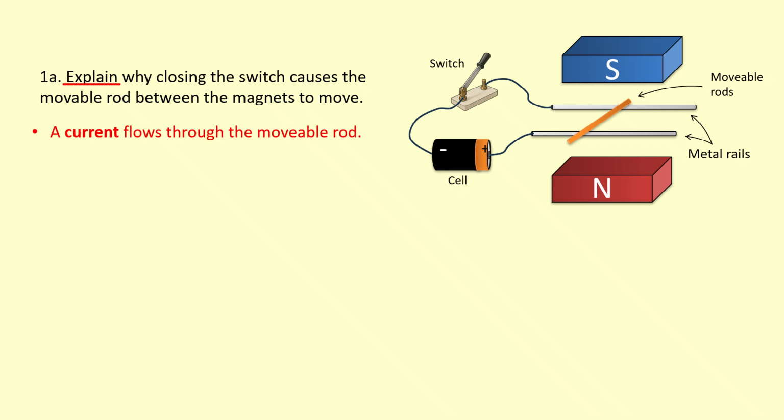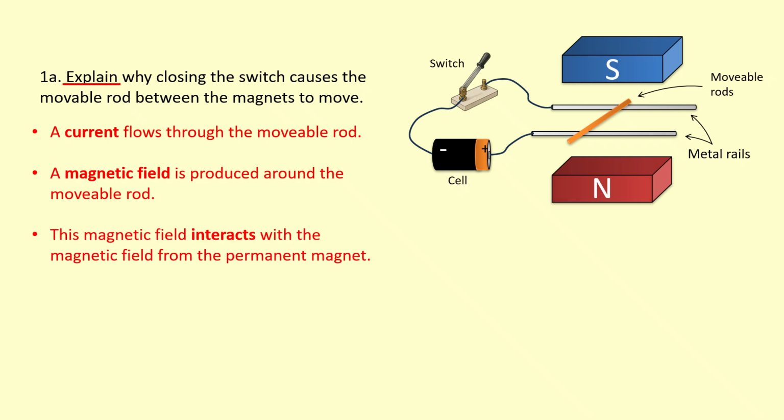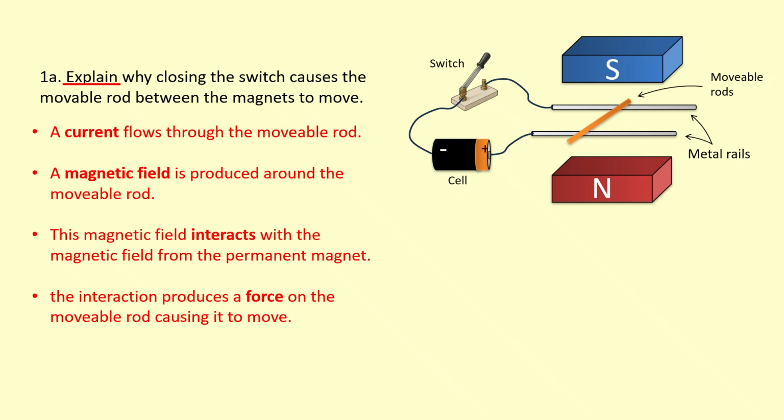First of all, when we close the switch, there's going to be a current flowing. That's the first keyword. When the current flows through the movable rod, it's going to produce a magnetic field around the movable rod. But there's already a magnetic field there from the north and south poles. Those two magnetic fields will interact with each other, and it's this interaction that produces a force on the movable rod, pushing it.